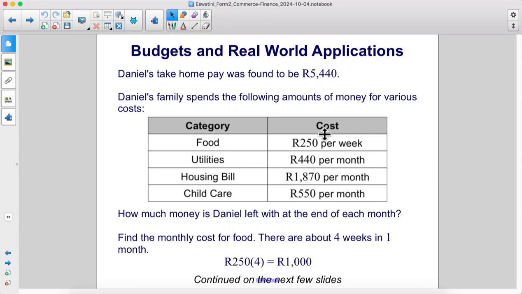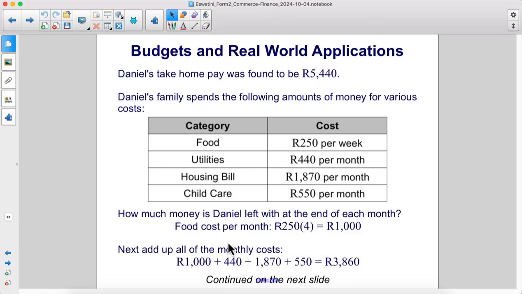The first thing we need to do is convert this food, 250 per week, into the monthly cost so that all of the costs are per month. Because there's about 4 weeks in a month, we're just going to multiply that by 4, and we see that the food bill is 1,000 Rand per month.